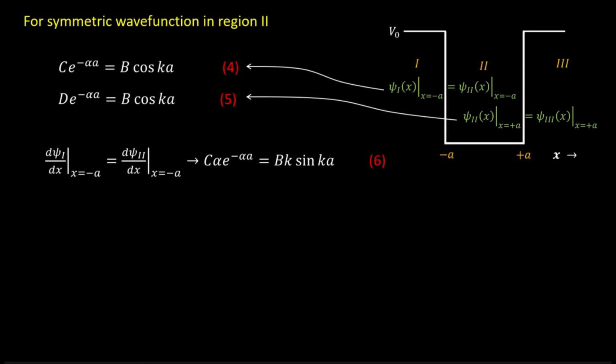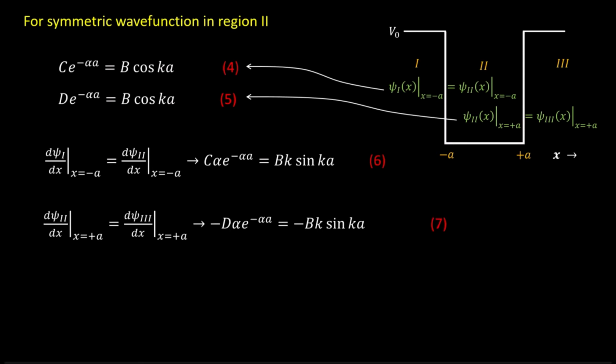And the continuity of the derivatives at the second boundary gives us one more equation: minus d alpha e raised to minus alpha a equals minus b k sin ka. Now if you subtract equation 5 from 4, we get c equal to d, and if you divide equation 7 by 5, we get alpha a equal to ka tan ka.